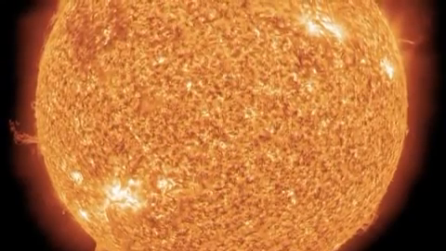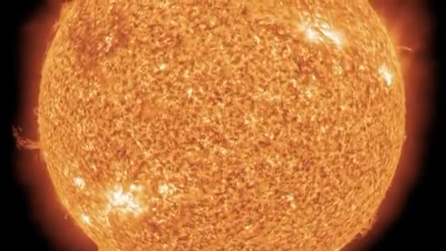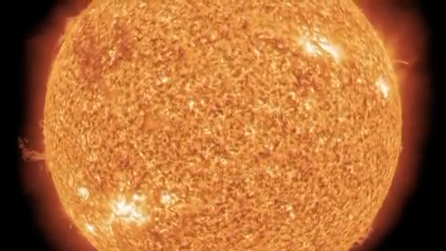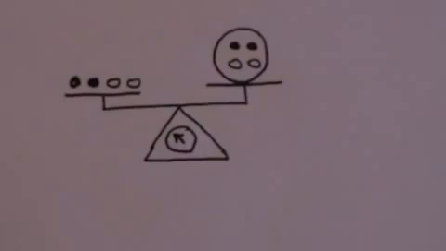As I described in the video on the Standard Model, the process of converting hydrogen into helium releases energy. This is because the mass of two protons and two neutrons is slightly greater than the mass of the helium nucleus, which contains those four particles. The mass difference is converted into energy by Einstein's famous formula E equals mc squared.